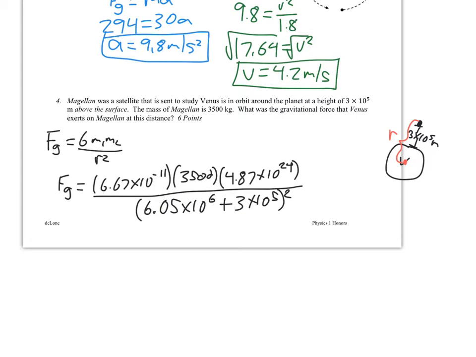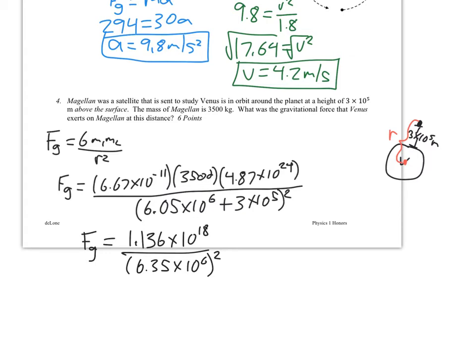All right, so at this point it's just a matter of entering this into our calculators. I am going to break this down a little bit though. If we multiply out that top part, we end up getting 1.136 times 10 to the 18th. And then on the bottom, when we add those two distances, the radius plus that height above the planet, ends up being 6.35 times 10 to the 6th squared.